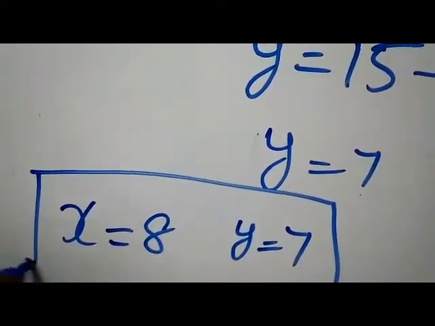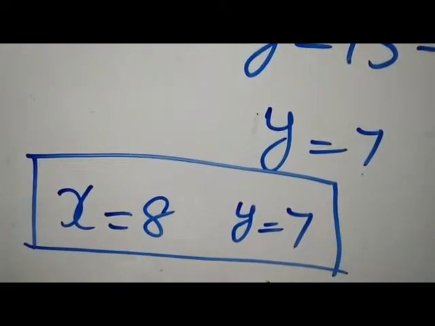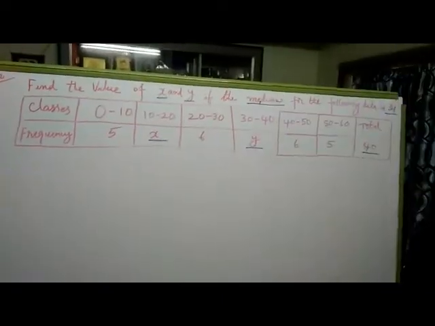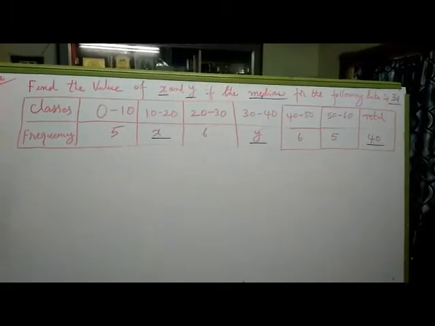These two are unknown frequencies. X is equal to 8, y is equal to 7. This is the answer. Okay, one more sum.